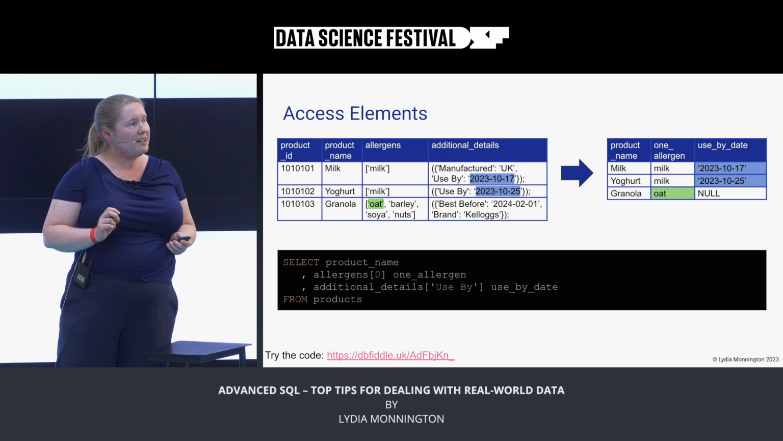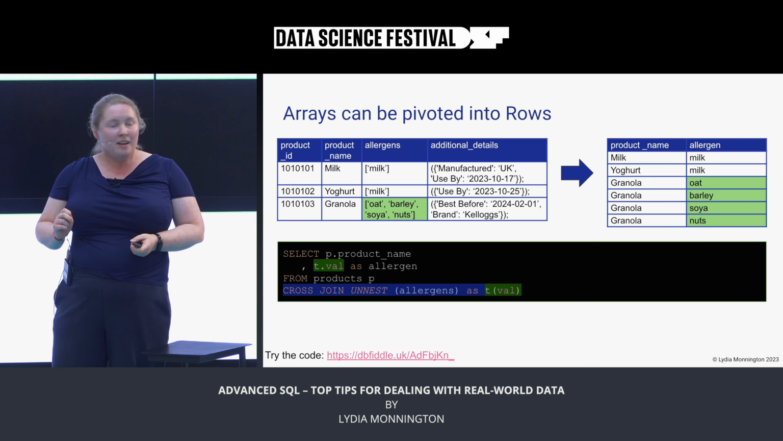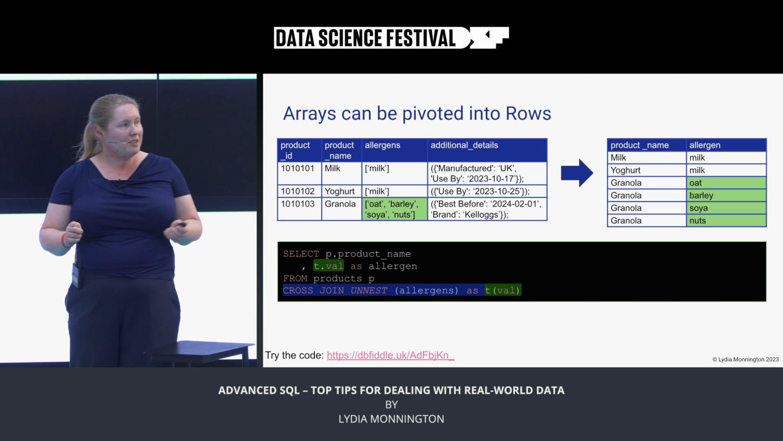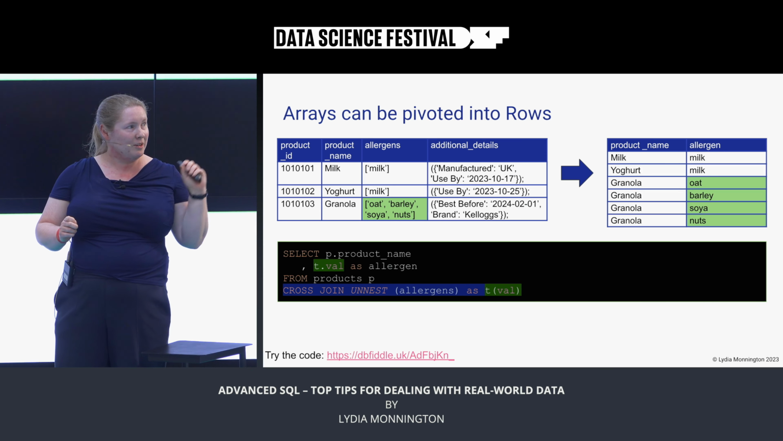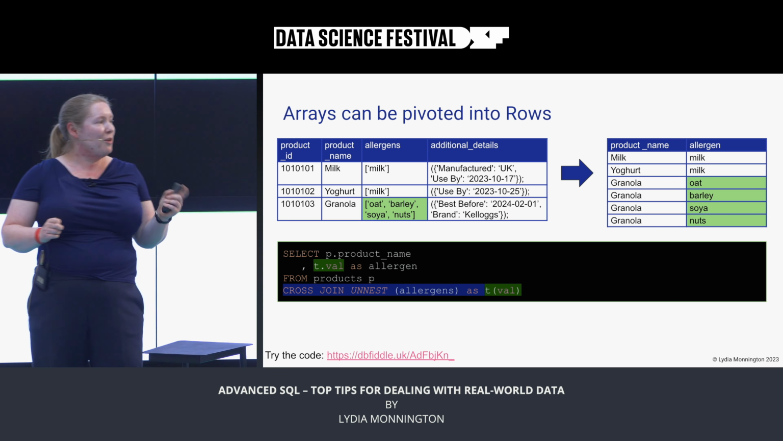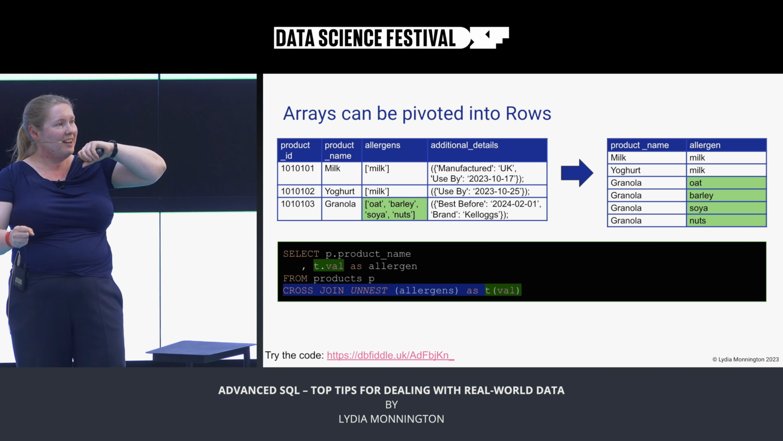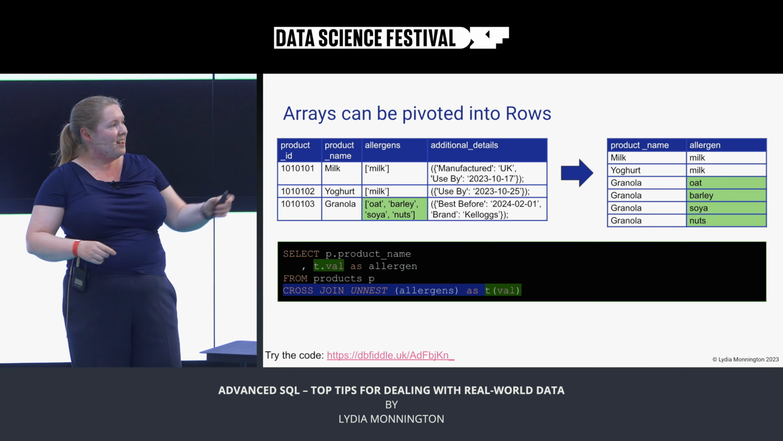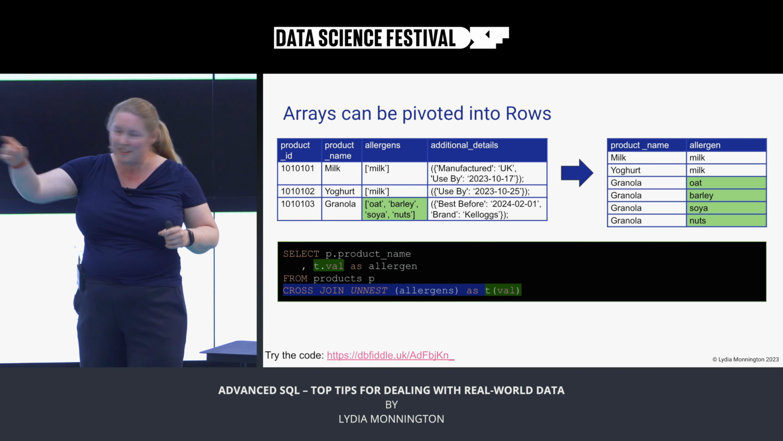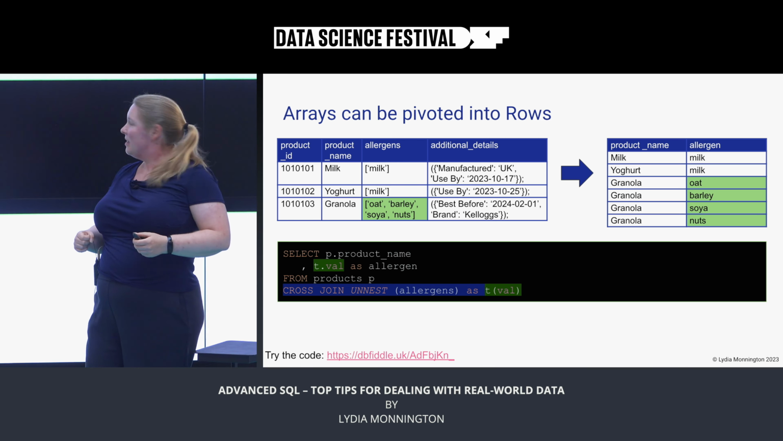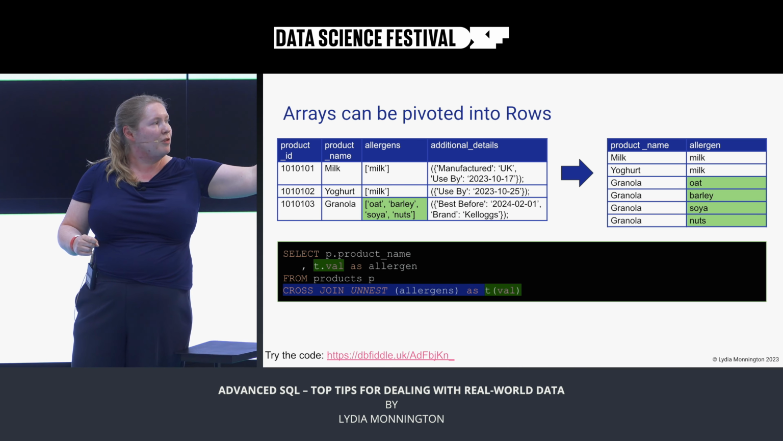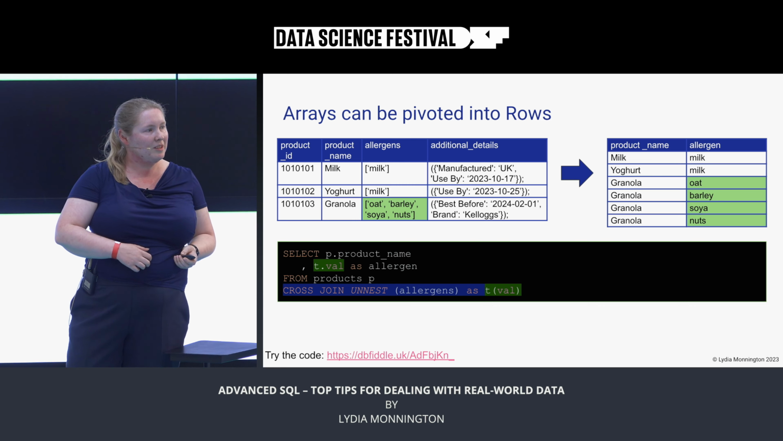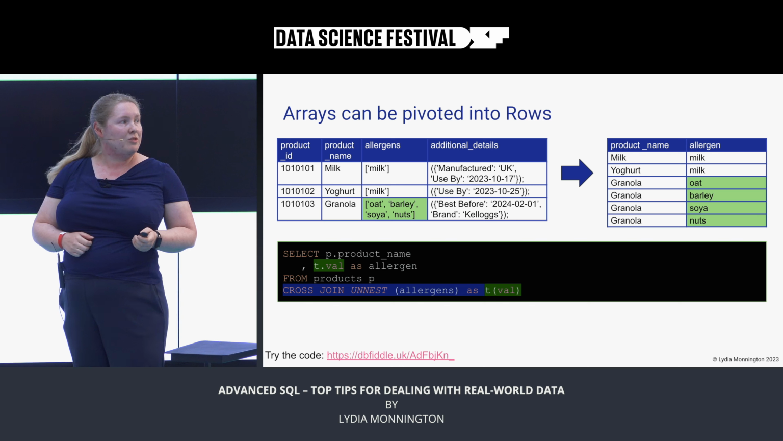But there's a slightly better way of doing this, which is using a function called cross-join unnest, which some of you might have seen. It's also sometimes called lateral view explode if you are in Redshift. What this does is effectively turn that array into multiple rows. So you can see here, we've got granola, which has four items in the array: oats, barley, soya, and nuts, and it's now 4 rows in your table. And you can now work with that as normal.